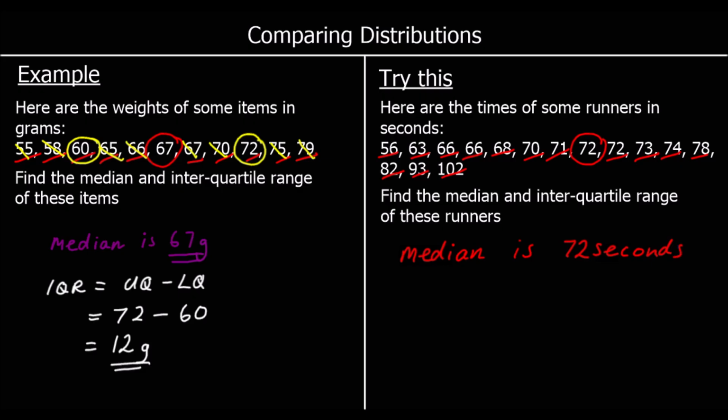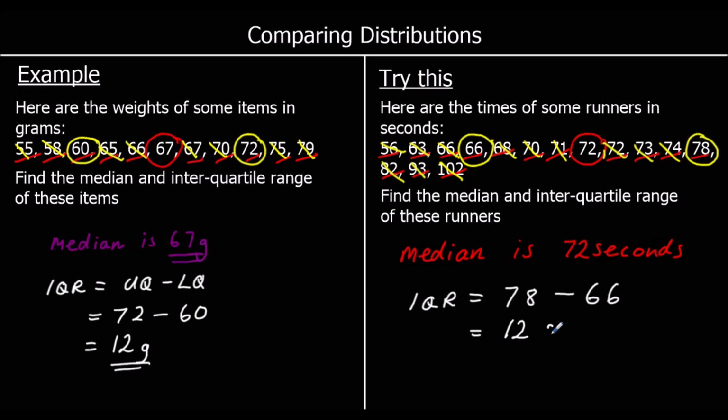For the interquartile range, we're going to go halfway through the numbers less than the median, and halfway through the numbers above the median. So if we cross off 1, 2, 3 from each side, we get 66 is the lower quartile, and 1, 2, 3, 1, 2, 3, 78 is the upper quartile. So the interquartile range is the upper quartile take away the lower quartile, and that's 12 again, so 12 seconds.